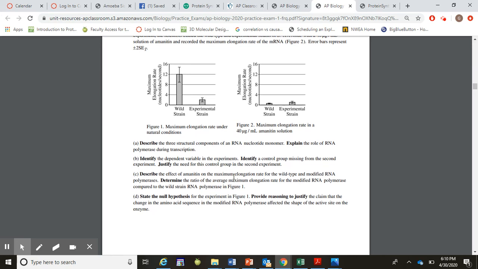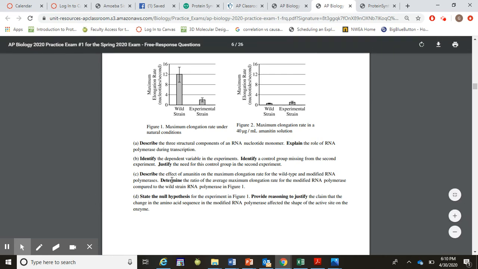Describe the effect of amanitin on the maximum elongation rate for the wild type and modified RNA polymerases. So for both the wild strain and the experimental strain in figure 2, our axes are the same. That's important to check and make sure that your numbers are the same on the side. But we can look here, our elongation rate, the average was like 12. And over here, it's like 1. So here, this maximum elongation rate average was about 2.